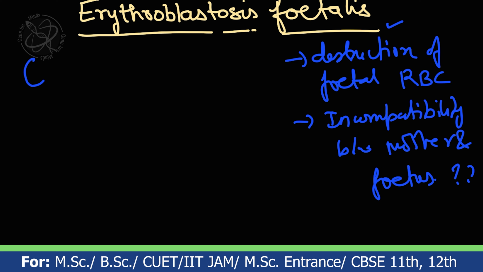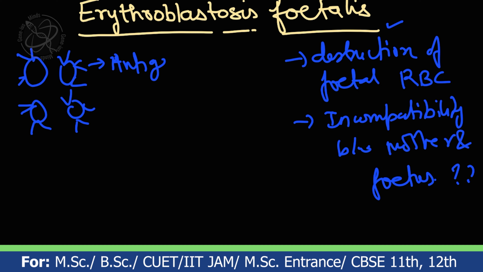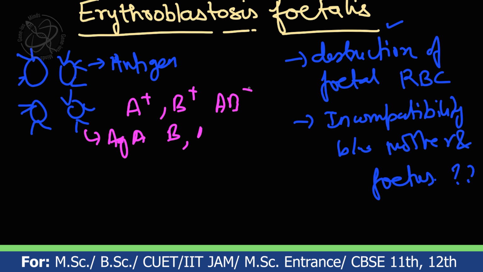As you all know, these are your RBCs. On the surface of RBC, we have the presence of antigens. Based upon the type of blood group an individual has, there is a presence of the antigen. So if the mother is A positive, for example, she will be bearing antigen A on her surface. If B positive, antigen B on its surface. If AB positive, antigen A and antigen B on its surface. This is one of the factors.